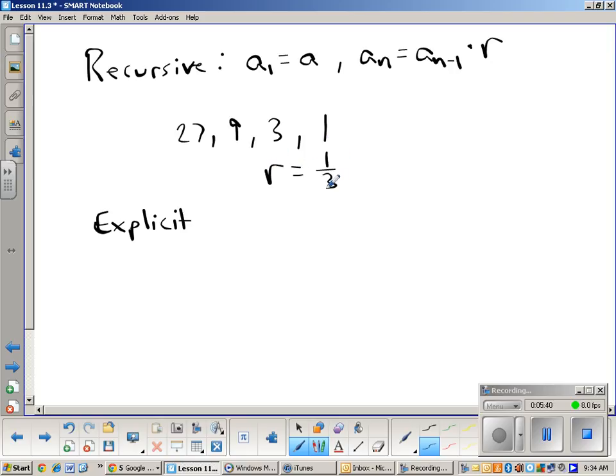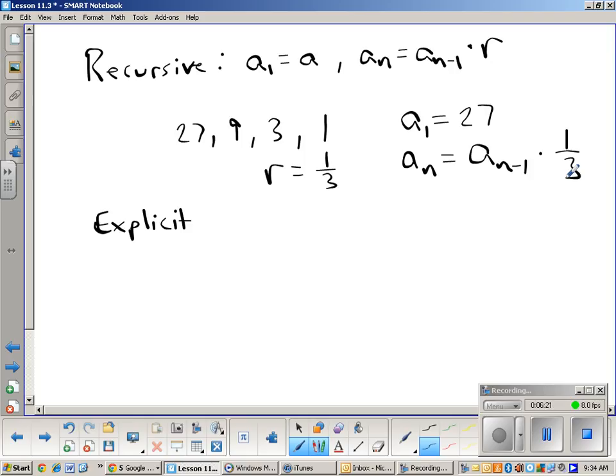And so what's my first term? My first term is 27. So my recursive formula would be a sub 1 equals 27. And then a sub n is going to equal the previous term. How do I write previous term? A of n minus 1. And then you multiply it by 1/3. Okay, 1/3 ratio. So we just wrote the recursive formula for that sequence.